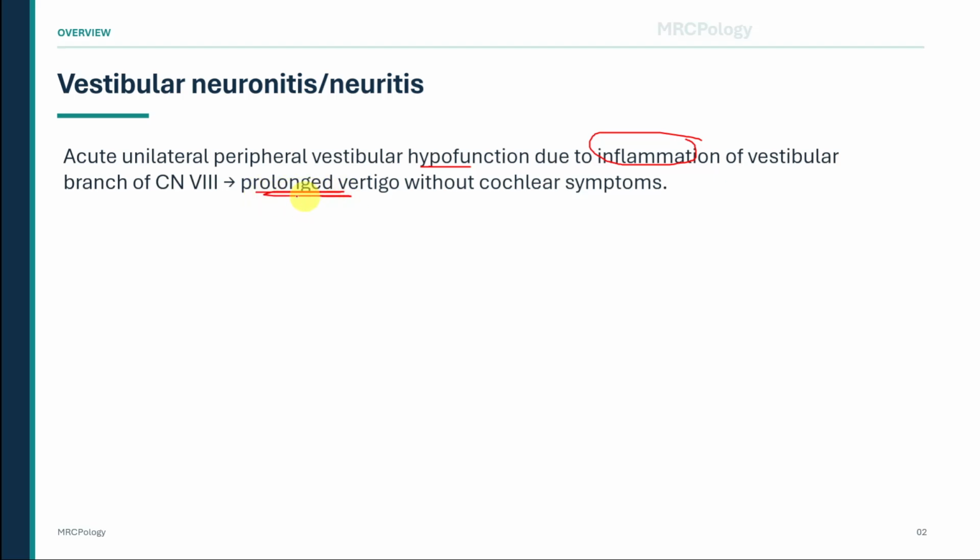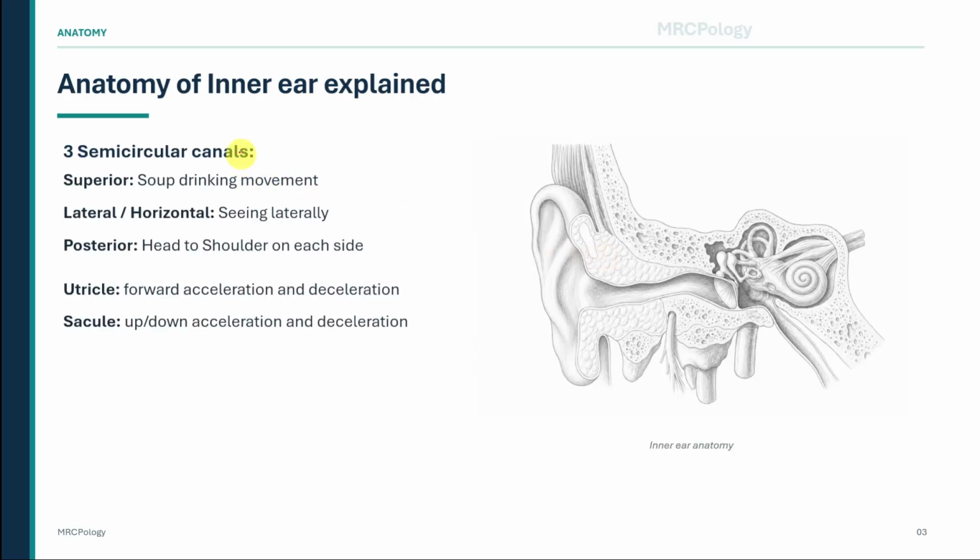Now let us orient ourselves with the anatomy, because once the anatomy is clear, the symptoms become much easier to understand. Here is the outer ear leading into the middle ear, and deeper inside is the inner ear. In the inner ear, the vestibular apparatus is responsible for balance, and the cochlea is responsible for hearing. The vestibular apparatus has two main parts: the semicircular canals, which detect rotational movement, and the otolith organs, which detect linear acceleration.